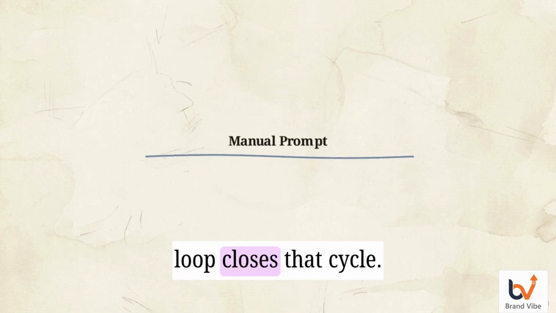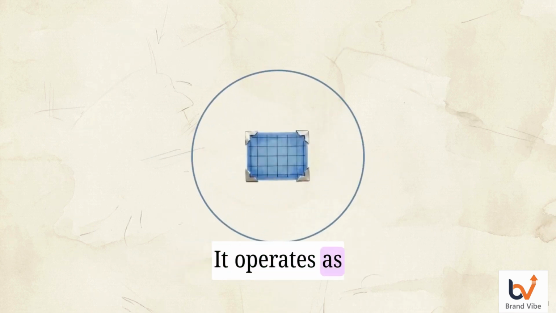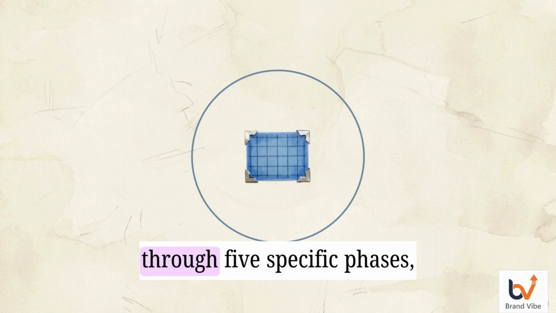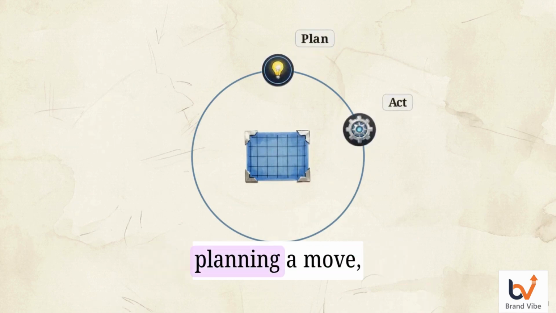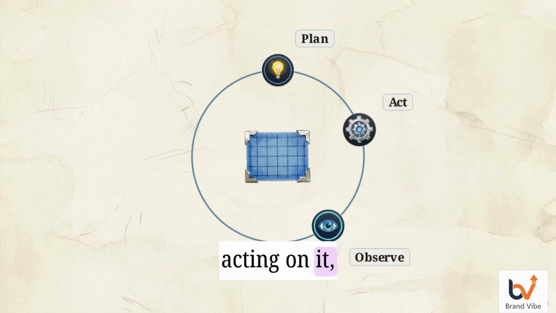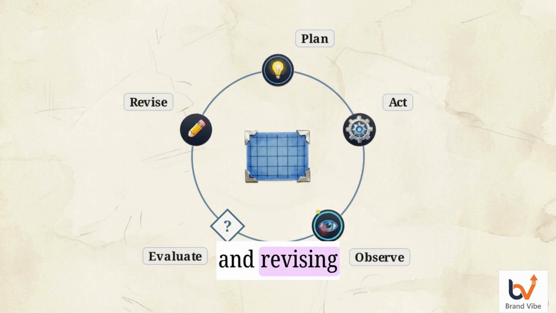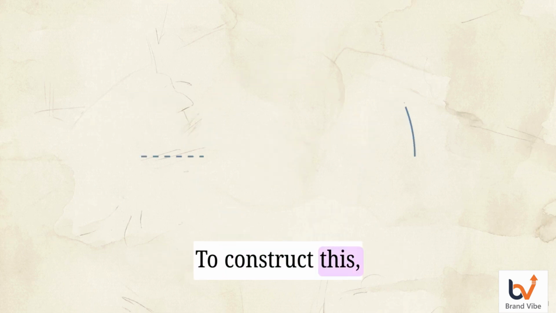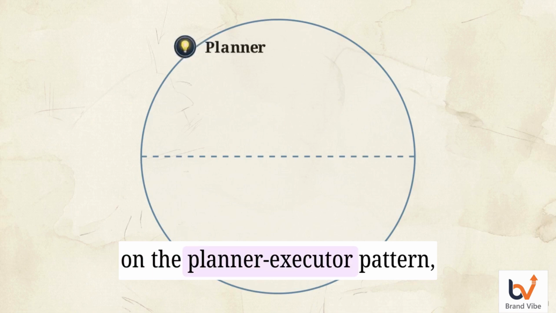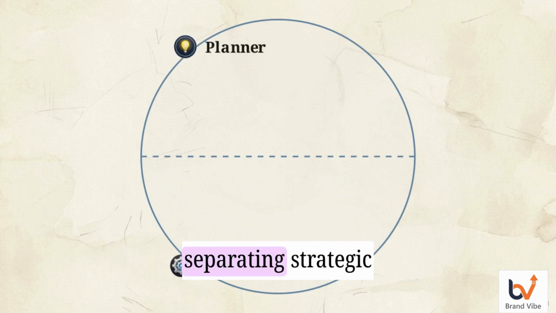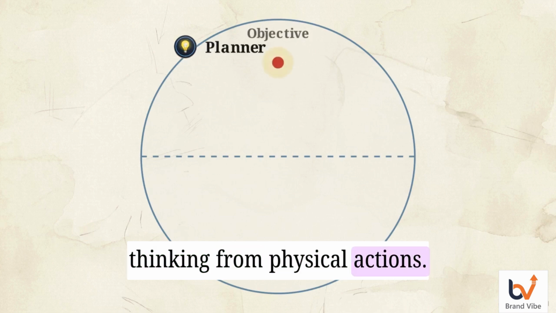An AI loop closes that cycle. It operates as a closed state machine moving through 5 specific phases: planning a move, acting on it, observing the result, evaluating success, and revising the next step. To construct this, the architecture relies on the Planner-Executor Pattern, separating strategic thinking from physical actions.